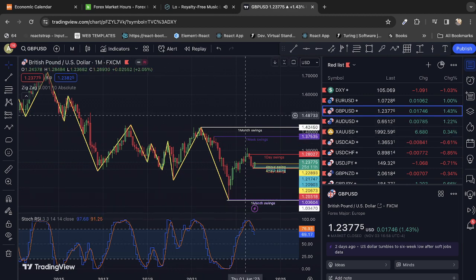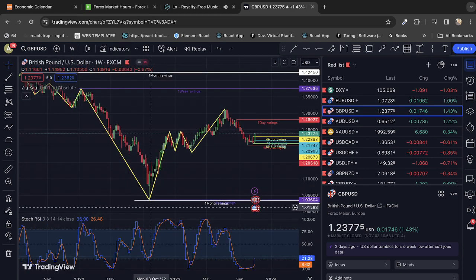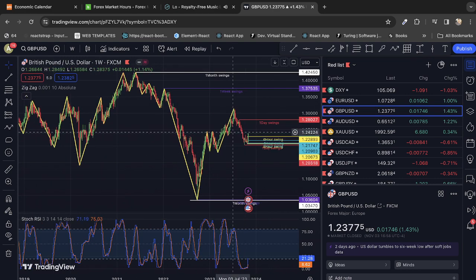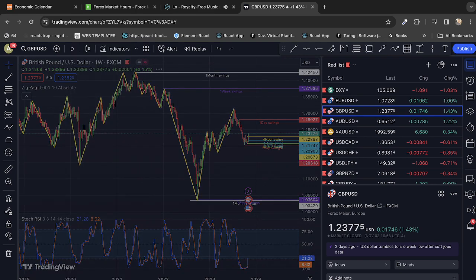If we come to the 1 week time frame, same story. You guys can see a very nice push down here, although we're experiencing some push back up, but coming back down again. If we come to the daily time frame, same story.